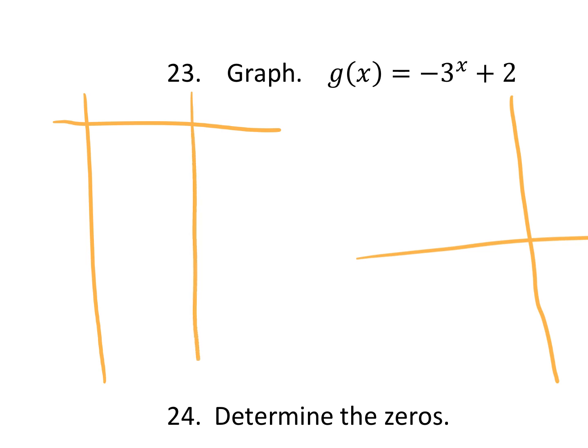So I would start with like -1. So I would have -3 to the power of -1 plus 2. What's -3 to the power of -1? What does a negative exponent do to the number? It flips it. It makes it a fraction. So this would be -1/3.